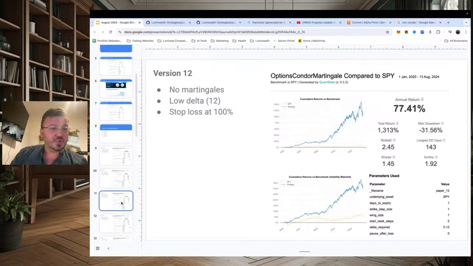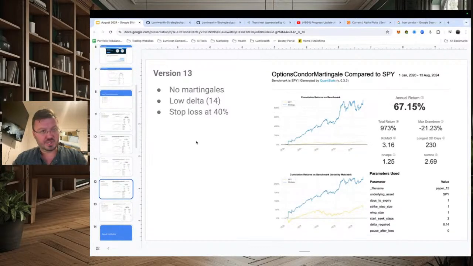We also created version 12, which is very similar to version 11. The only difference is that we have a higher delta. Instead of a 10, we use a 12, which increased the return, right? So this is a 77% annualized return through our backtesting, and a pretty reasonable drawdown as well.